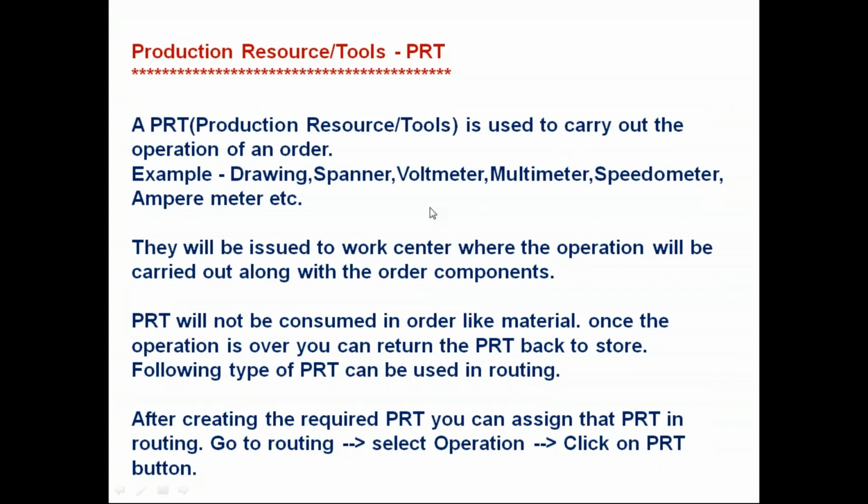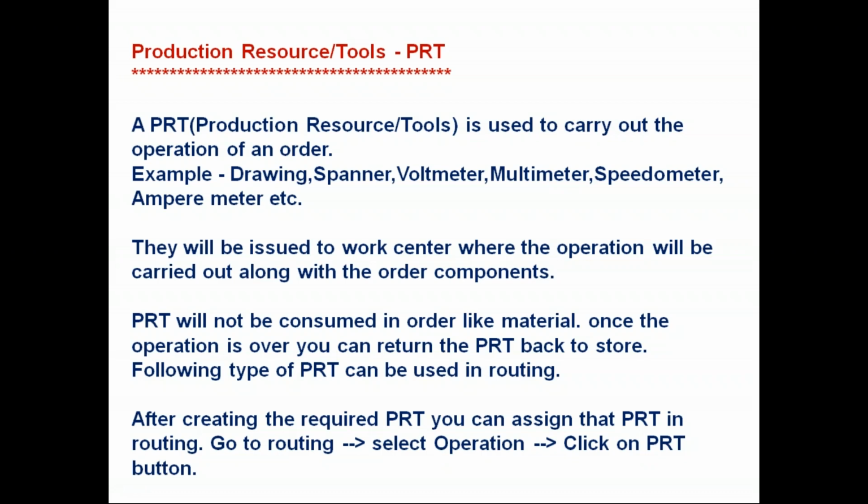Voltmeter, speedometer, ampere meter, etc. They will be issued to the work center where the operation will be carried out, along with the order components. Production resource tools will not be consumed in the order like material. Once the operation is over, you can return the PRT back to stores.